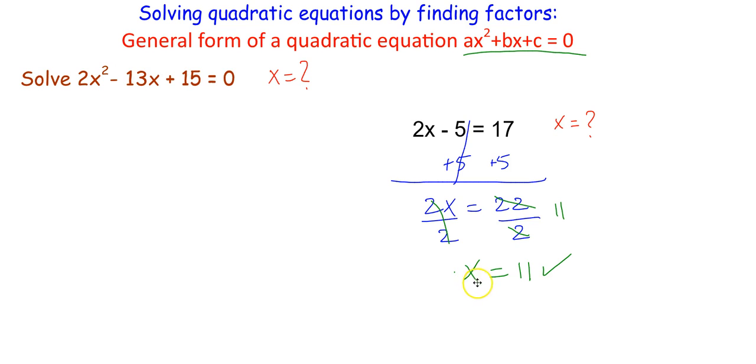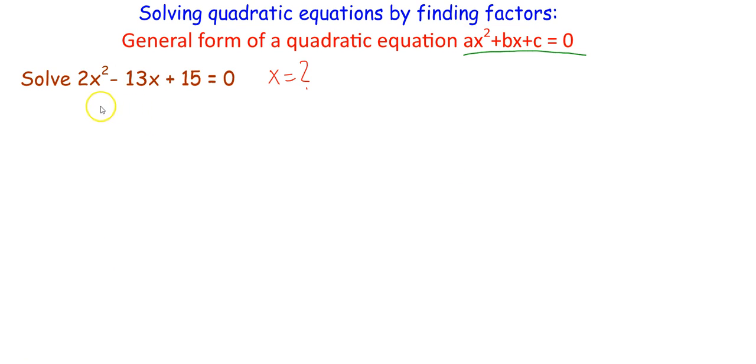You can even verify if this is the right answer by substituting the value of x in the given linear equation: 2 times 11, that is x is 11, 2 times 11 minus 5 equals 17. Check. 2 times 11 is 22. 22 minus 5 equals 17. That's right. Your answer is correct. So, if it is a linear equation with the degree 1, that is as simple as this. You can solve it directly.